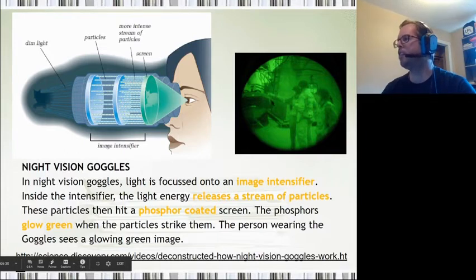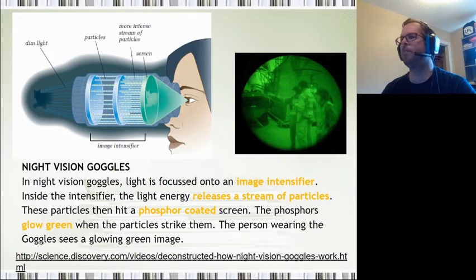And there's an image here that kind of gives you an idea of what it looks like in actual use.